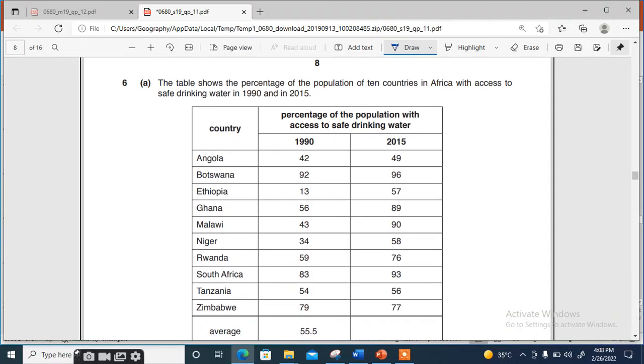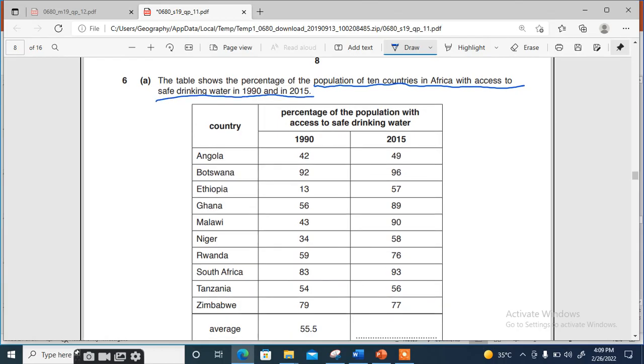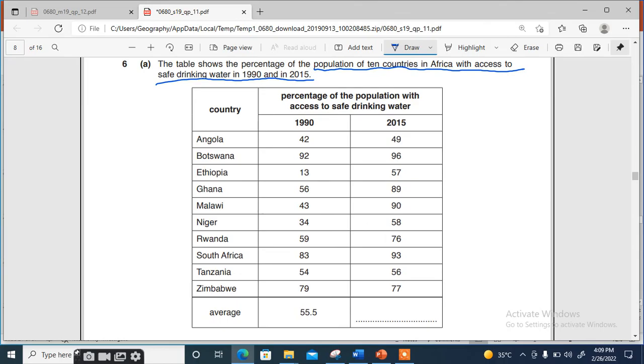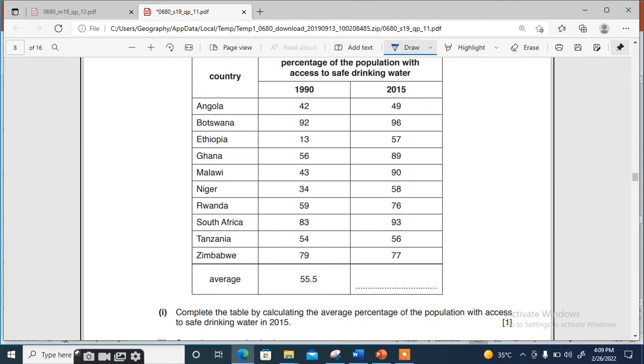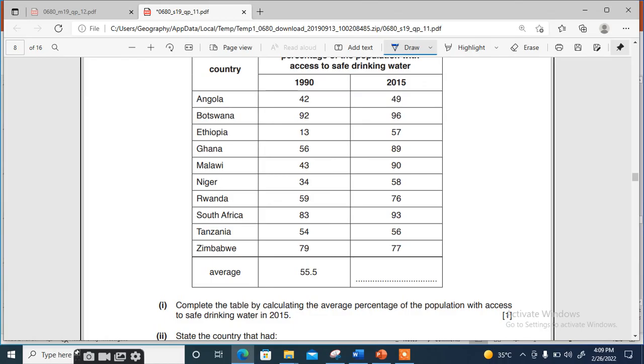Okay, the table shows the percentage of the population of 10 countries in Africa with access to safe drinking water in 1990 and 2015. So we have 1990, 2015, access to safe drinking water, countries in Africa. First, complete the table by calculating the average percentage of the population with access to safe drinking water in 2015. All you need to do is get your calculator and add all these values together, this plus this plus this, to give you a total. And it will be the total divided by the number of countries. So we have 1, 2, 3, 4, 5, 6, 7, 8, 9, and 10.